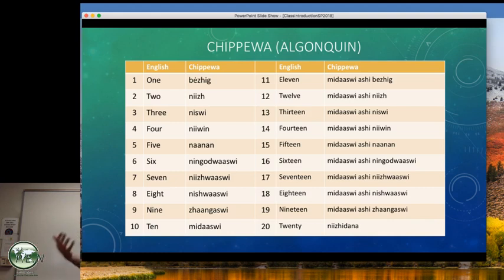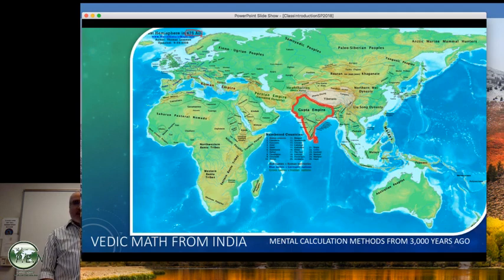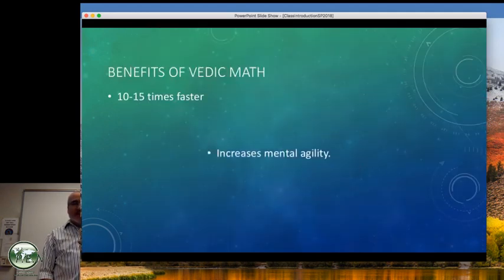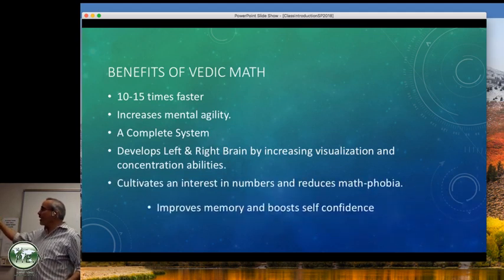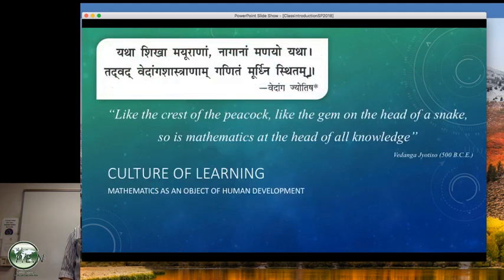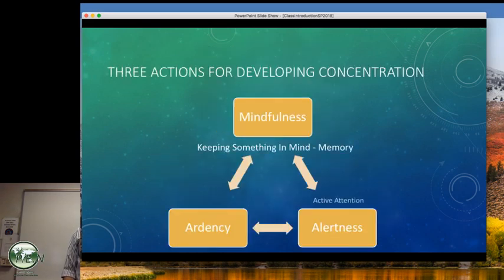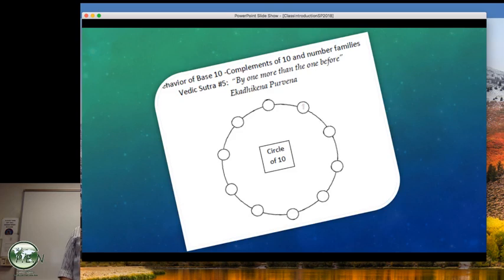The fact that we could learn to use our hands to do mathematics. So I think I've got one more. This all comes from India. What I'm going to leave you with is that it's 10 to 15 times faster. It works with both sides of the brain. You saw this trick. I want to at least expose you to this trick. It's using the hands to multiply. So I'm going to get through these next few slides real quick. This will be posted there.